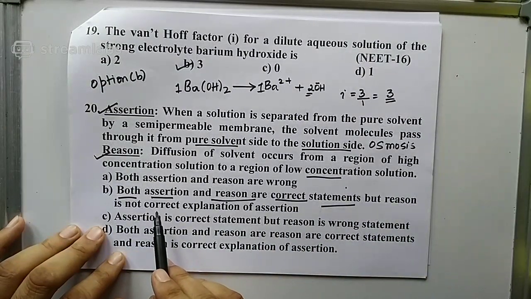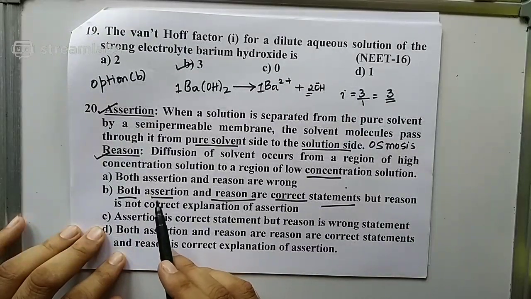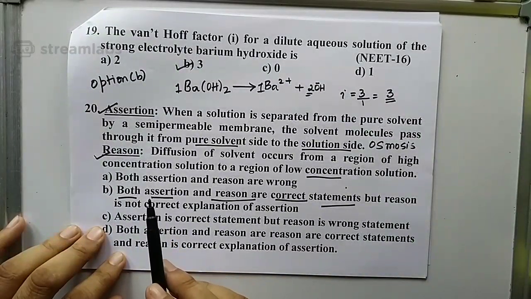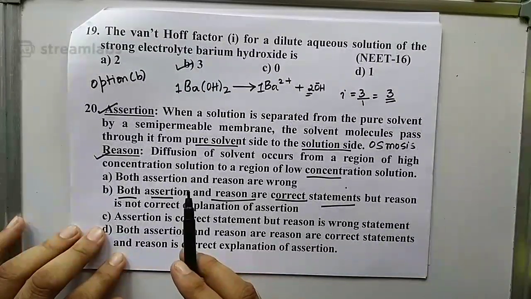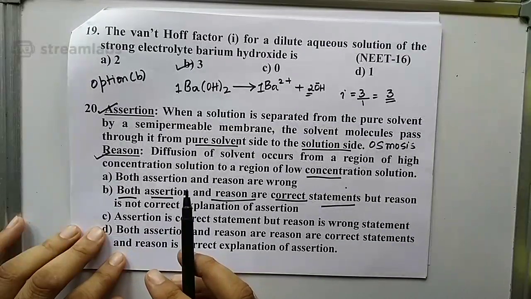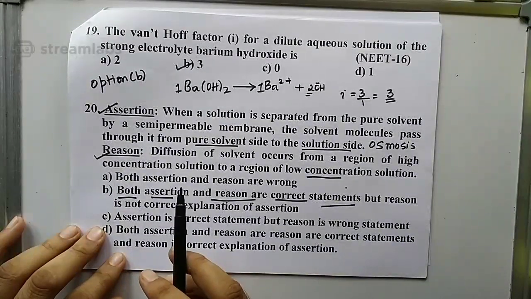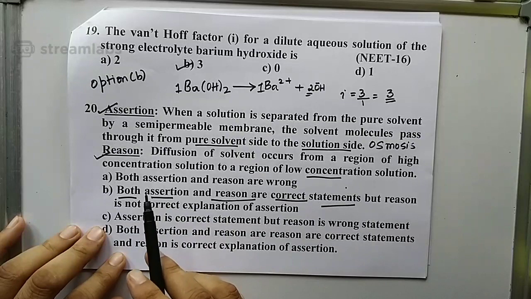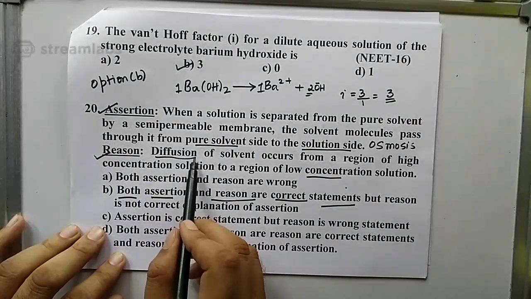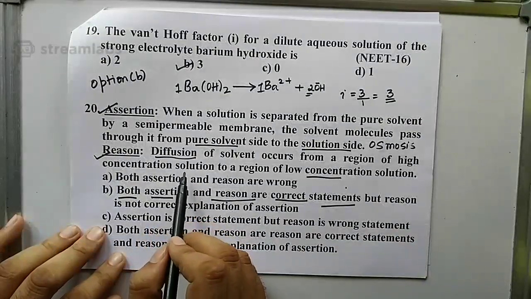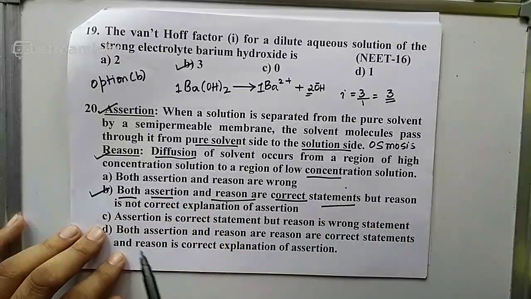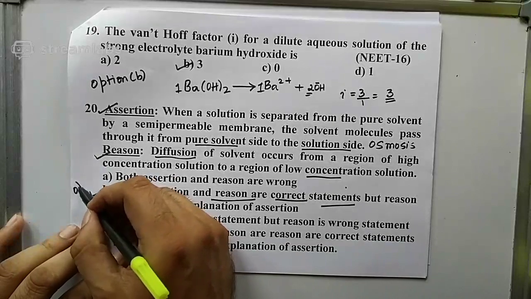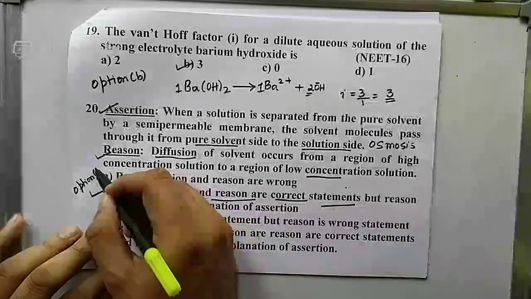Then what is the correct explanation? The correct explanation would be: due to the difference in the vapor pressure, the movement of solvent molecules takes place from a region of low concentration to the high concentration side through the semi-permeable membrane. Due to the difference in the vapor pressure, there would be osmosis. But here the second statement is regarding diffusion. So this statement is correct, but it is not the correct reason for the given assertion. So option B is the answer, students, option B.